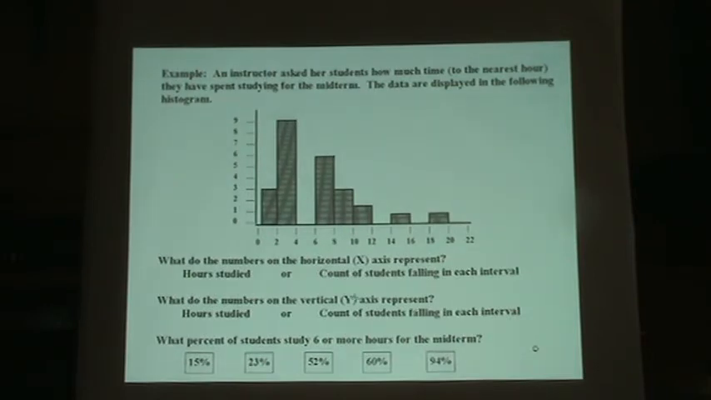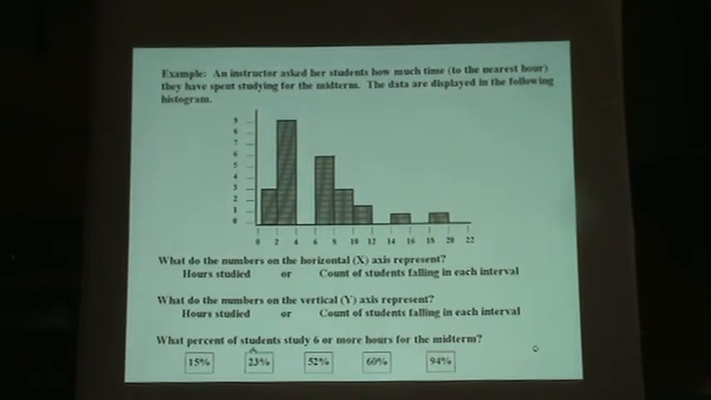Okay, so let's see how you did. What do the numbers on the horizontal axis, the x-axis, represent? Does it represent the hours studied or the count of students falling into each interval? Well, it represents the hours studied. So this is how many hours, how many hours, how many hours, and how many hours. What do the numbers on the y-axis represent? Well, they represent the count of students falling into each category.